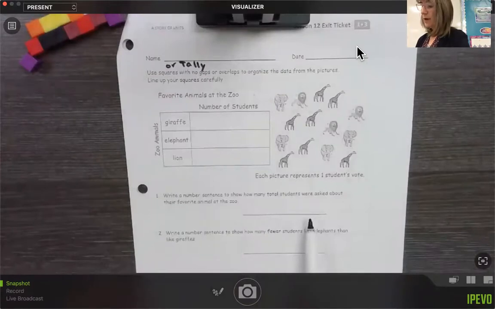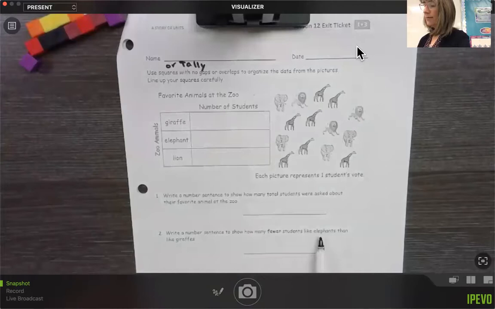That would be great. Now we're going to write another number sentence to show how many fewer students liked elephants than liked giraffes. Okay, giraffes and elephants. We're comparing giraffes and elephants. When we're comparing, what do we do? Yes, we subtract. Take the biggest number and subtract the smaller number, okay? Good luck doing your exit ticket today.